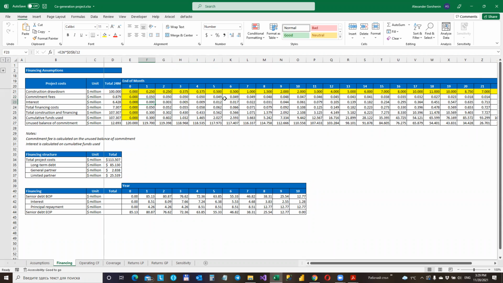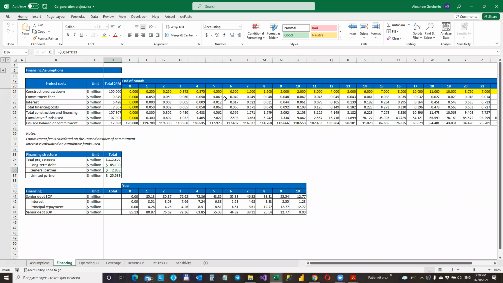We have interest expense that are all calculated. We have then the total financial costs, the total cost of construction and financing, the cumulative funds used, and then the unused balance of commitment. It's also very important. We can see it here. Then we arrive at the total project costs, and we have a split according to the agreed upon proportion of the long-term debt and the equity capital provided.